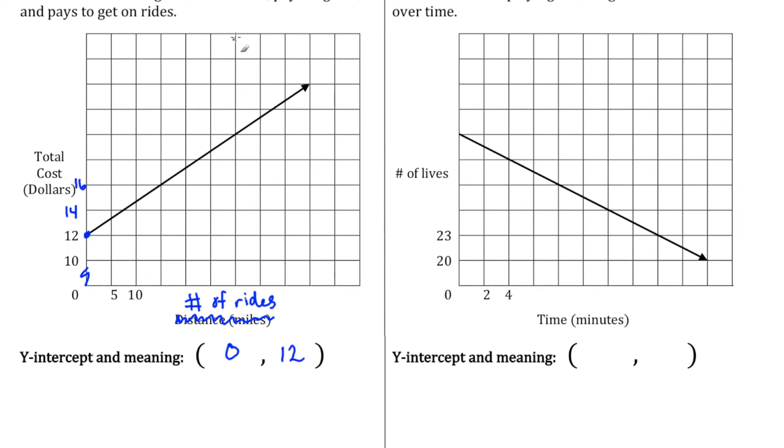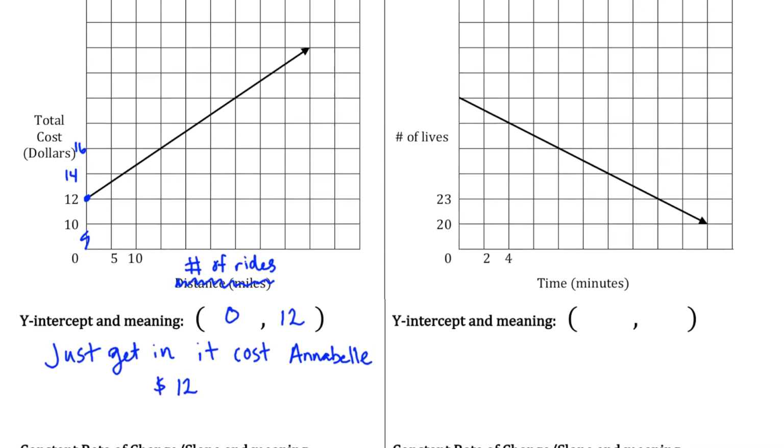So she goes to the carnival, she pays to get in, she pays to get on rides. So this is 0 rides, is $12. So this means just to get in, it costs Annabelle $12. Not too bad at all.